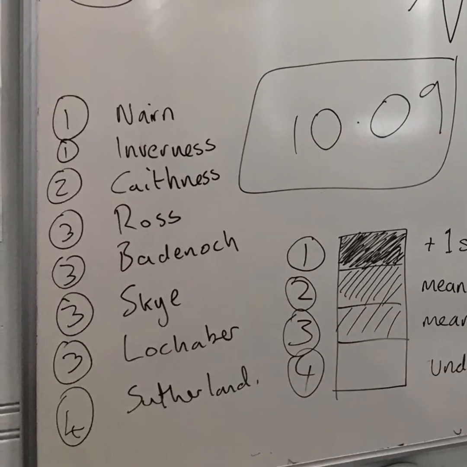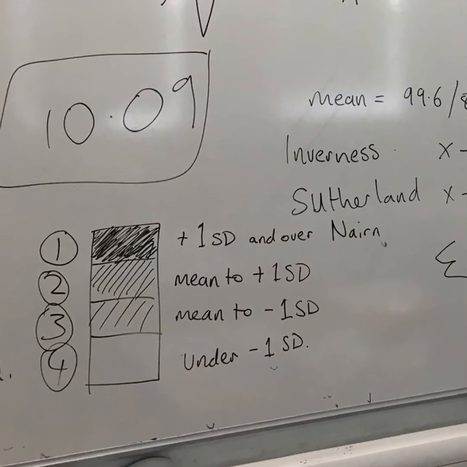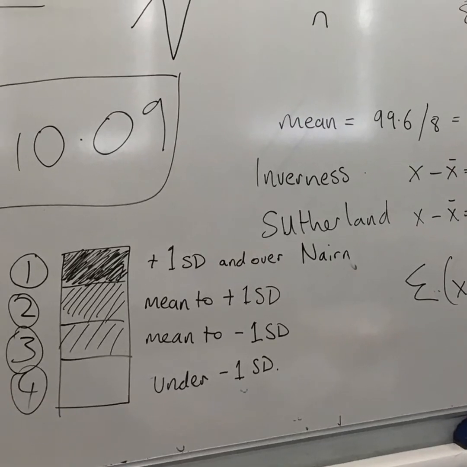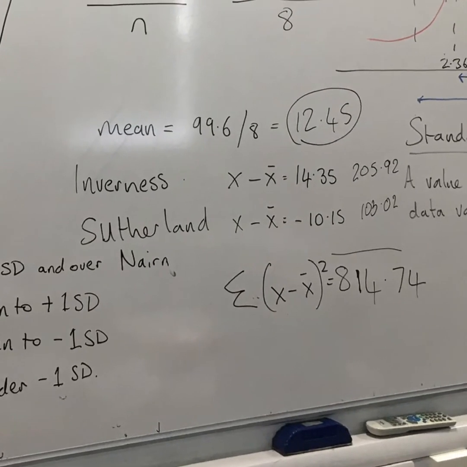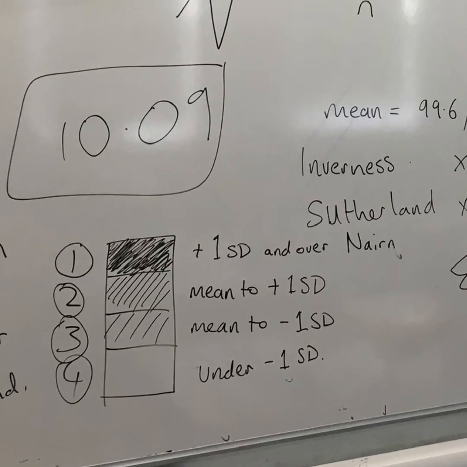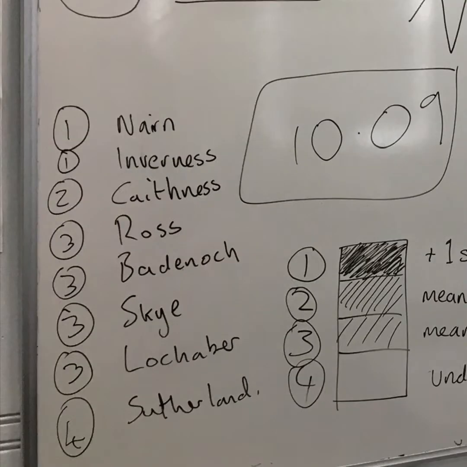So for each of our locations, we need to come up with a key. So we could think, well, what's one standard deviation and over? What's between the mean and one standard deviation? What's between the mean and minus one standard deviation? And what's below minus one standard deviation? So for each of those locations, we can work out where they would sit on that map. And based on that key we've just had a look at, here's how we would show them on the map.